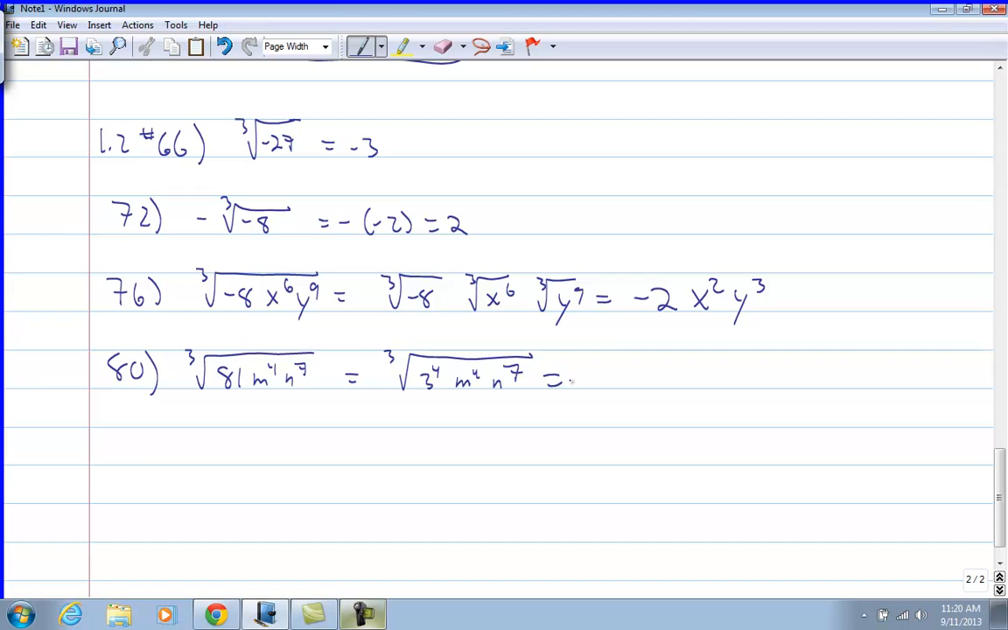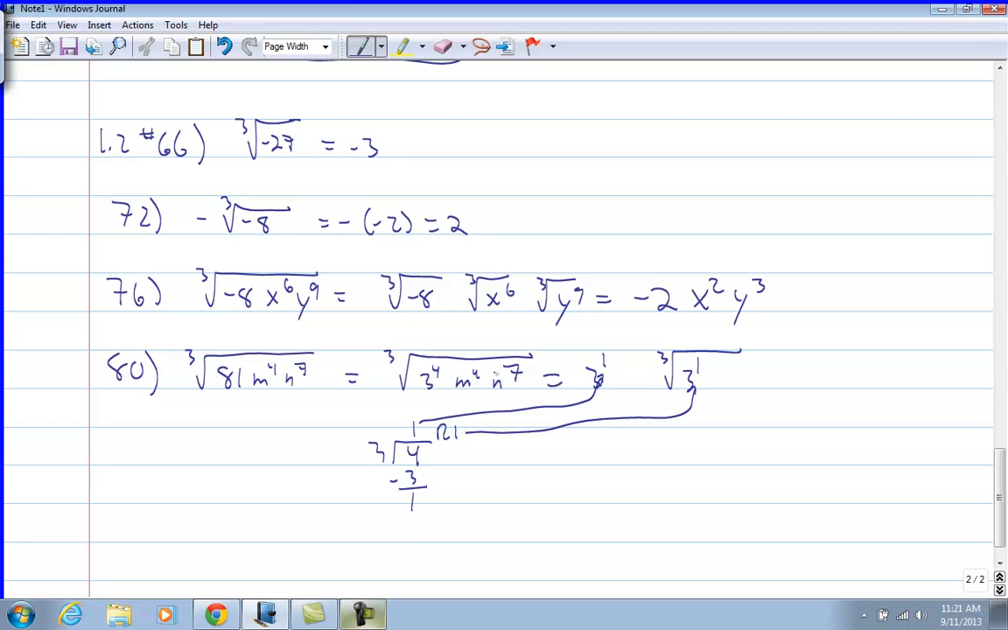So we can do the same thing I just did. This becomes 3 to what power? Well, what's 4 divided by 3? Well, it's 1 with a remainder of 1. That is to say, 3 goes into 4 one time. That's this one on here, with the remainder of 1. That's the one under the radical still. So this goes there, this goes there.